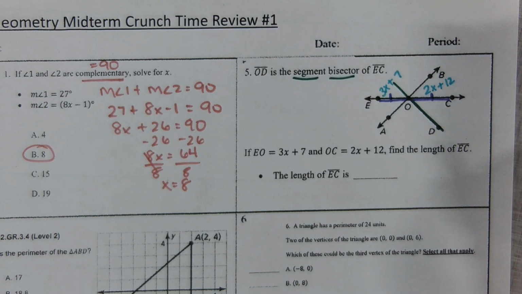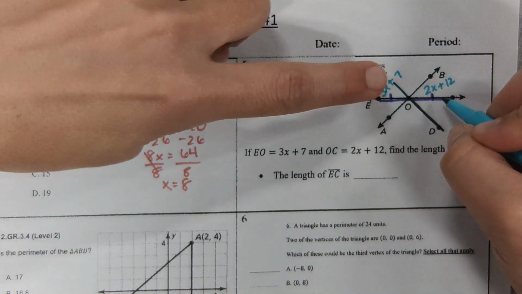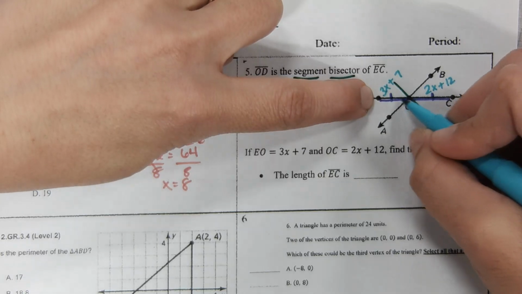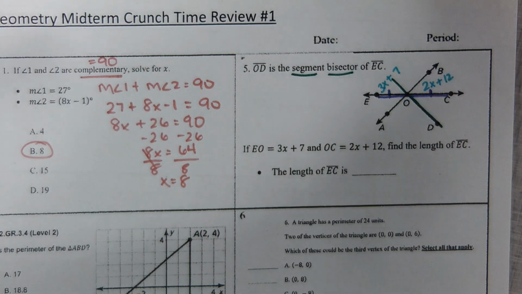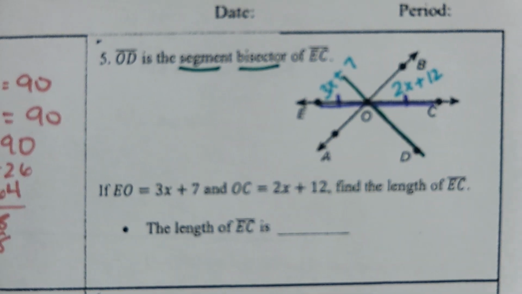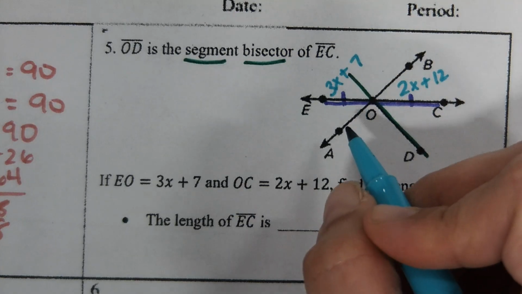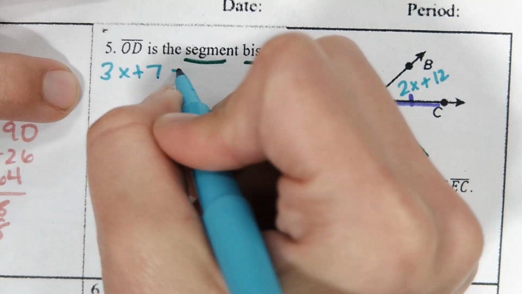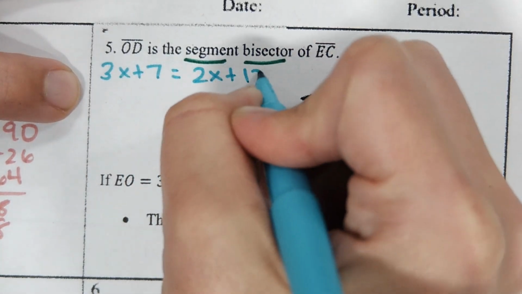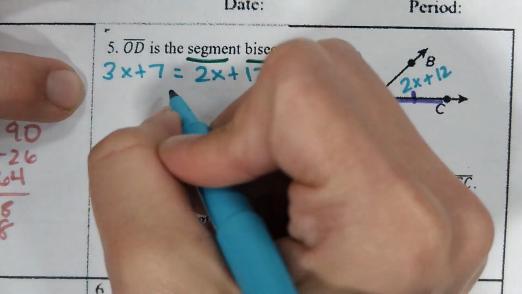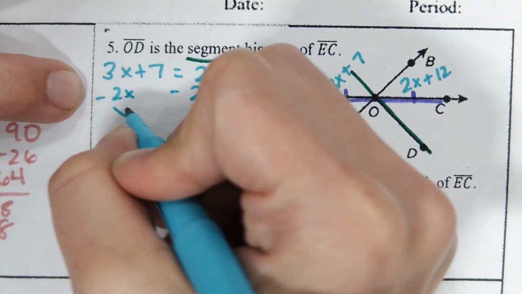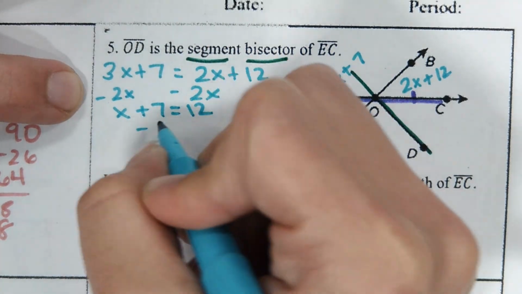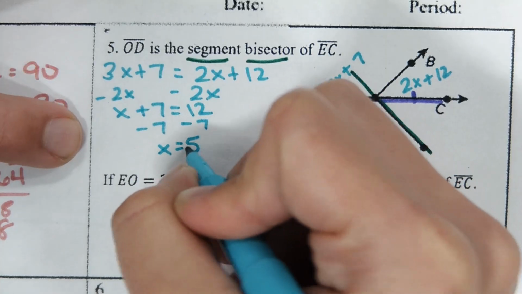So what I have to do here is find x, and then once I find x, I can plug it in to find this length, which I can double to get the whole length. I'm going to zoom in as well. Okay, so first thing to find x, I'm just going to wait for this to focus. To find x, I'm going to set these two equal since they're the same length. So 3x plus 7 equals 2x plus 12. Subtract 2x from both sides. x equals 5.